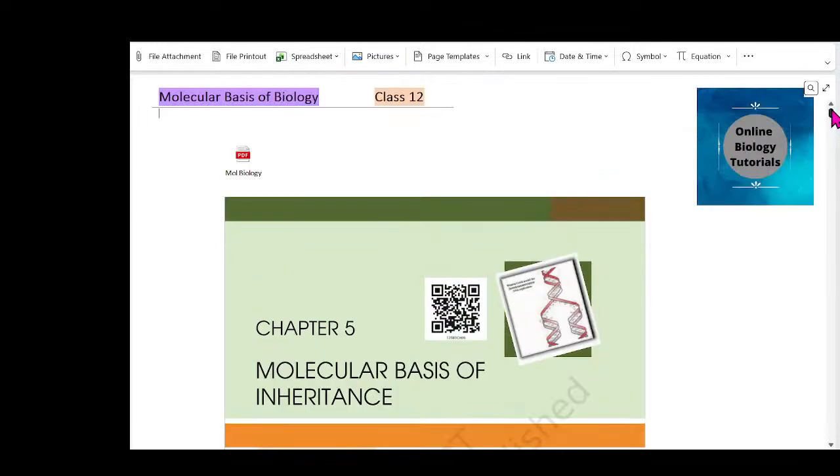So after reading of complete 1 hour and few minutes, the molecular basis of inheritance is completed, one of the major chapters of your book.